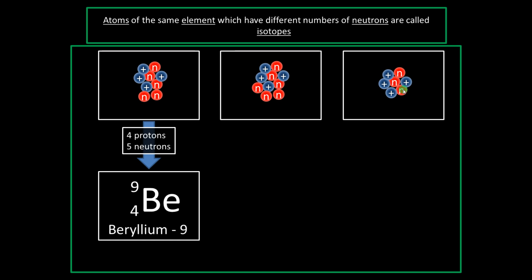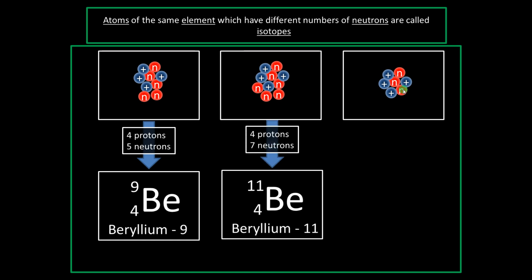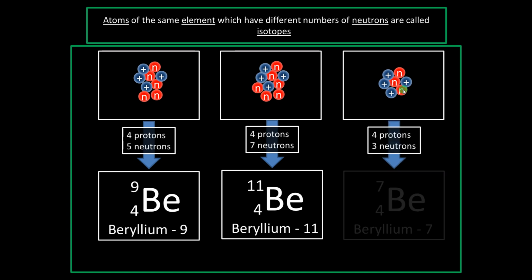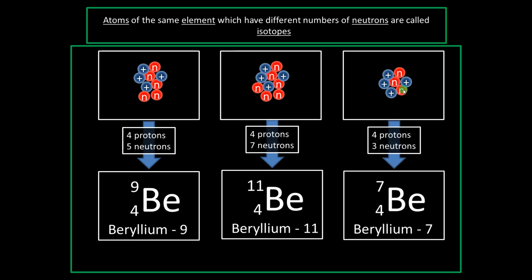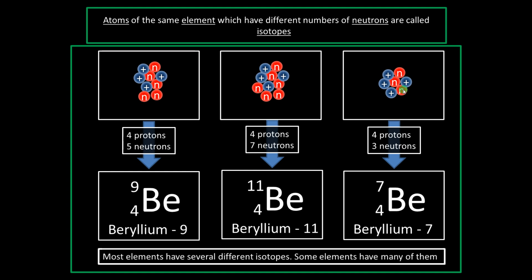Okay, so first one, 4 protons, 7 neutrons, so that one is beryllium-11. And the third one, 4 protons, 3 neutrons, that one is beryllium-7. So there are 3 examples of isotopes of beryllium. Now, pretty much all elements have several different isotopes, and some elements have got a lot of different isotopes that you can find.